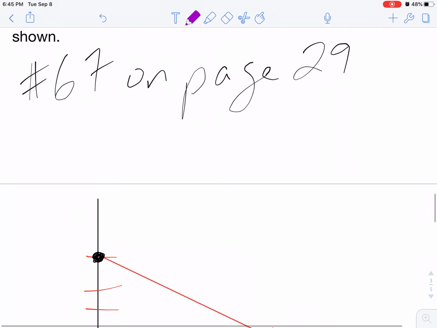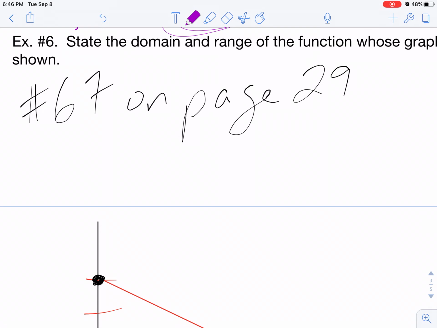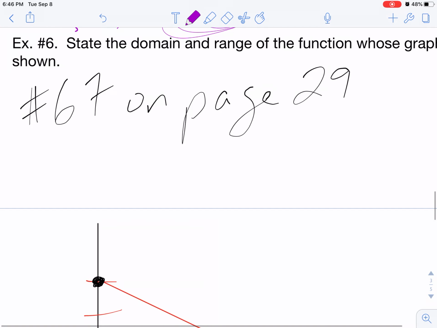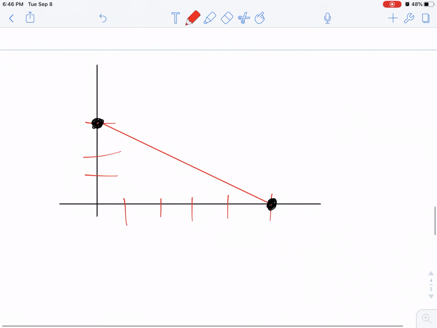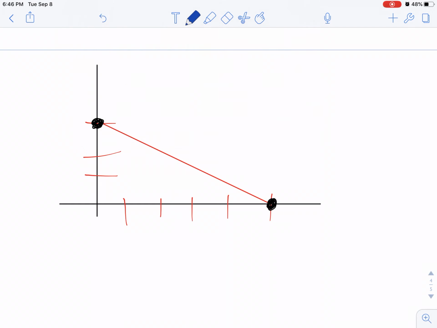And a final example here, again, is right out of the book. It says, state the domain and range of the function whose graph is shown. So I picked this one right out of the textbook on page 29. This is number 67. So the question they're asking you is, state the domain and range if you're given the graph of a function.